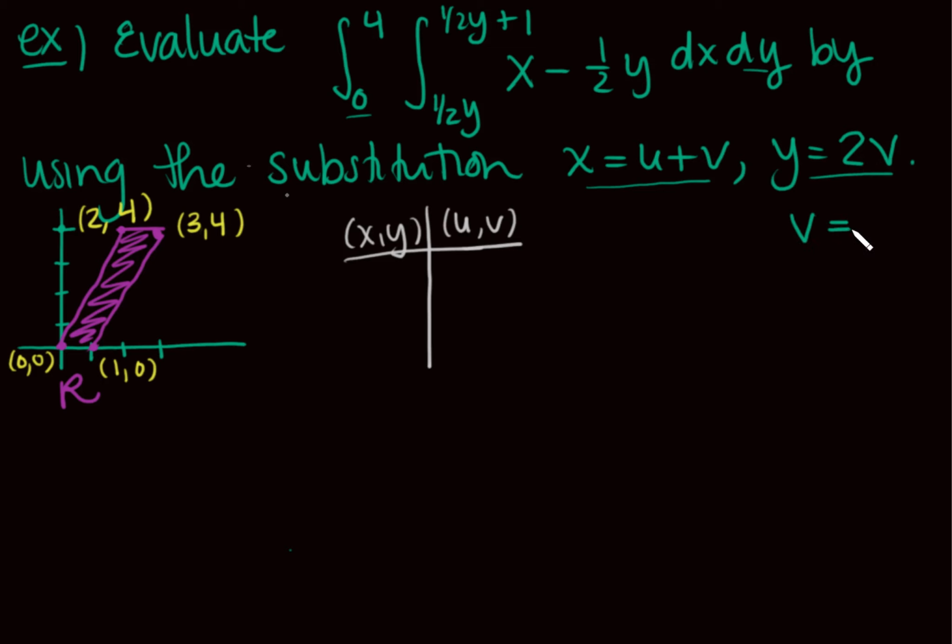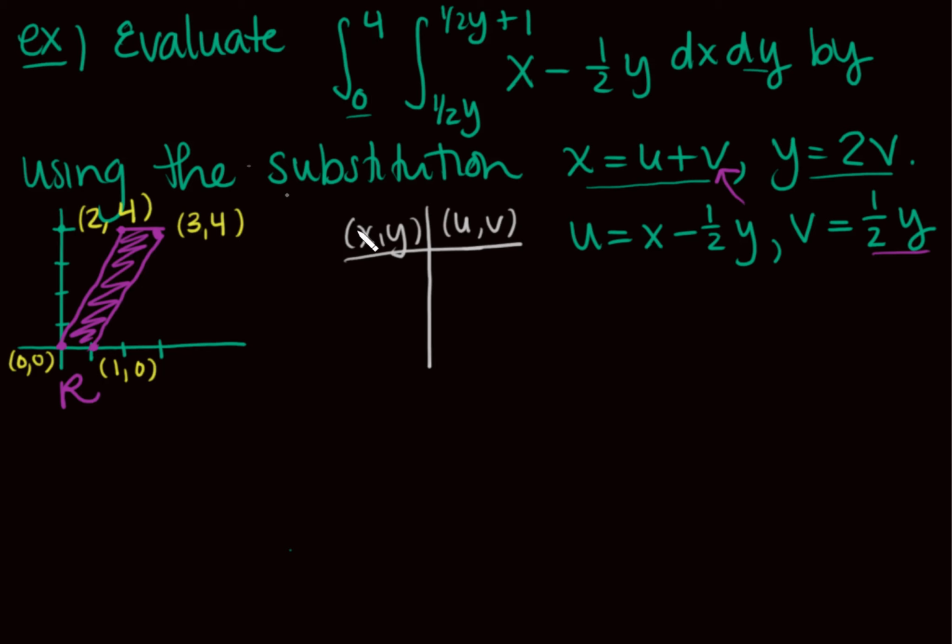So v is just going to be 1/2 y. And if I take this 1/2 y and substitute it in for the v here, then I can solve for u, and I get u equals x minus 1/2 y. I hope you see that. When you do these substitutions, you're going to need both ways. You need x and y as functions of u and v, and then you need to solve so that you get u and v as functions of x and y.